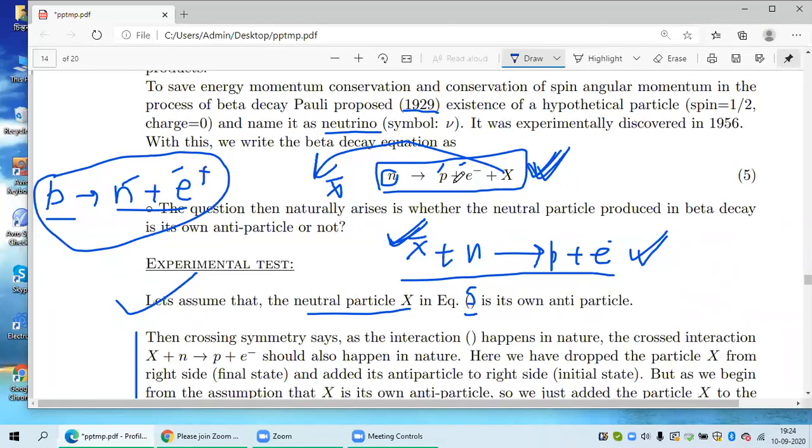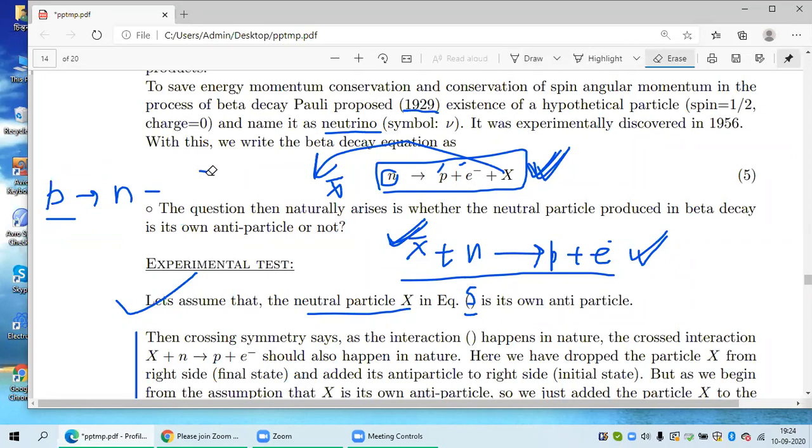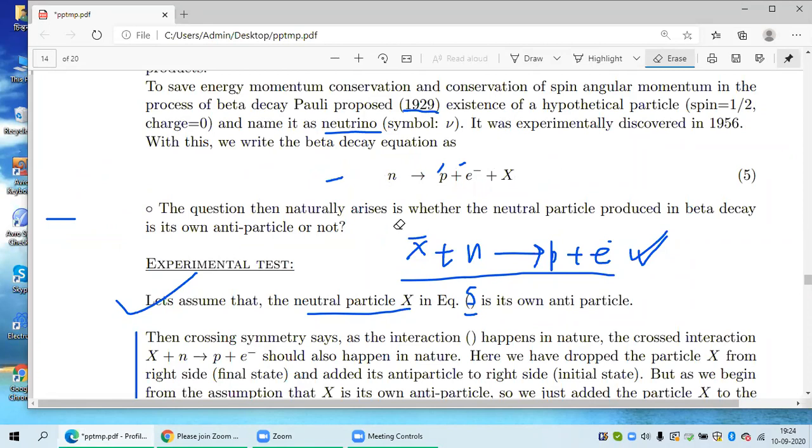But neutron going to other particles is energetically allowed. A heavier mass can decay into a lower mass, but a lower mass can't decay into a heavier mass. That is not energetically allowed. But if there are two particles in the initial state, for example, this is an important thing.